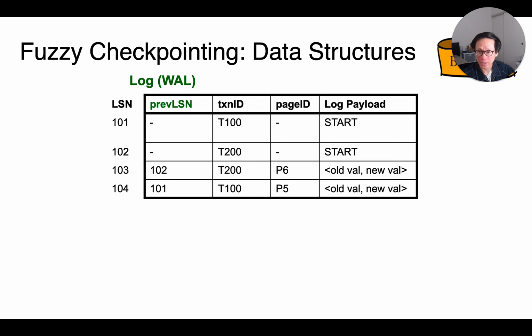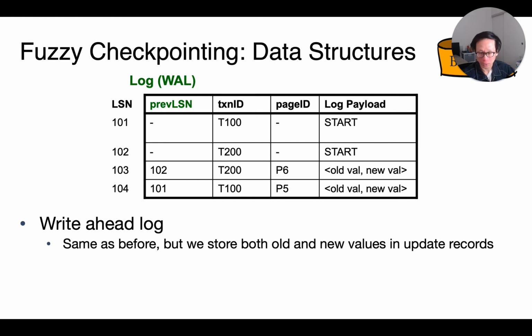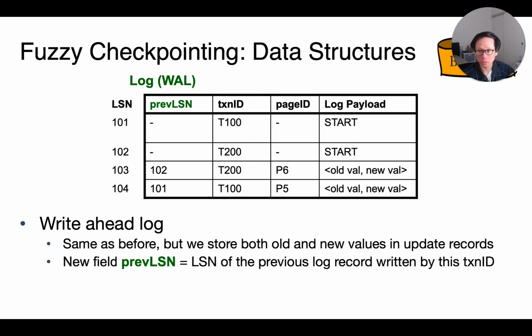We use write-ahead logging in fuzzy checkpointing. This is the same type of log that we have seen before. Unlike undo and redo logs, however, we store both the old and new values of the data element that is being modified in the payload, as we have discussed earlier. Each log record also has a field called previous log sequence number, or prev LSN, that links to the previous log record from that same transaction.